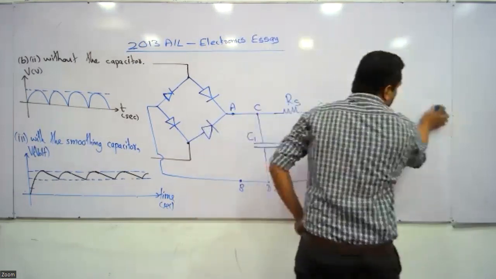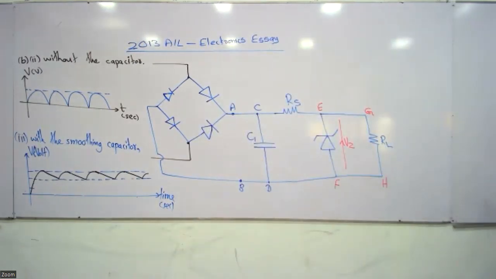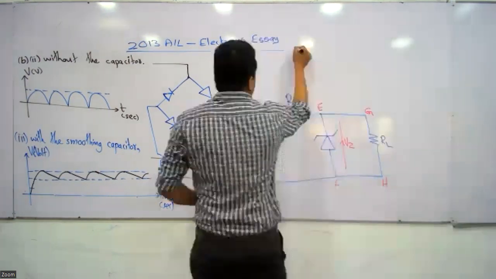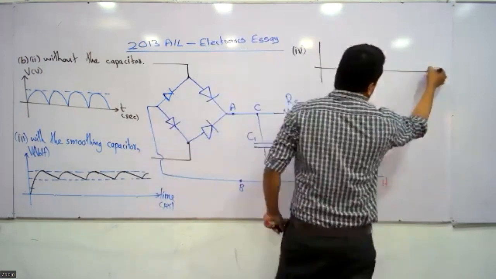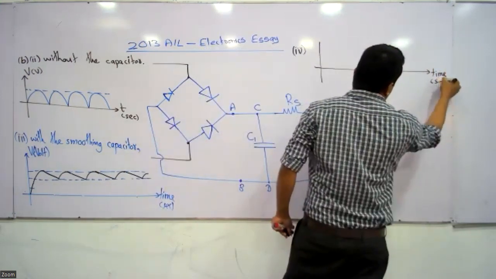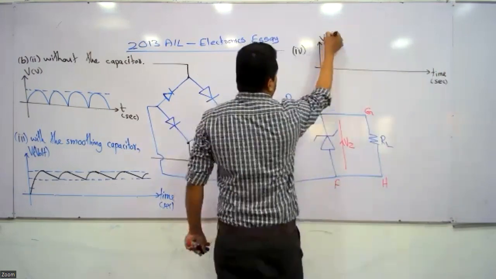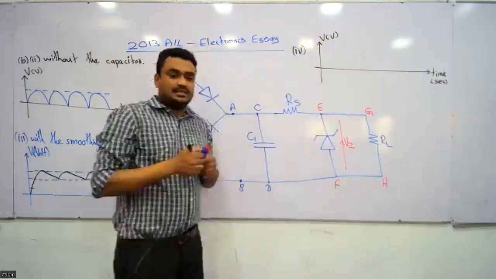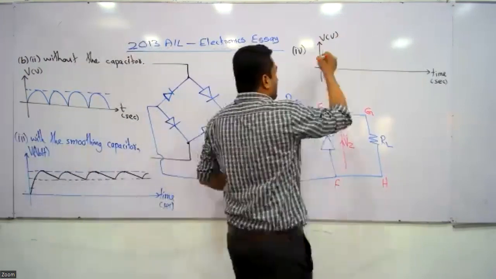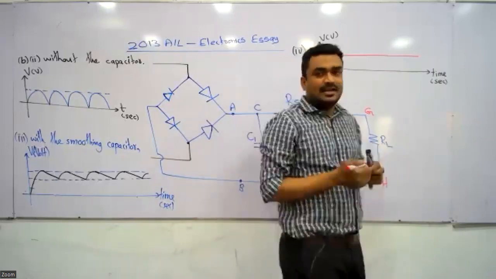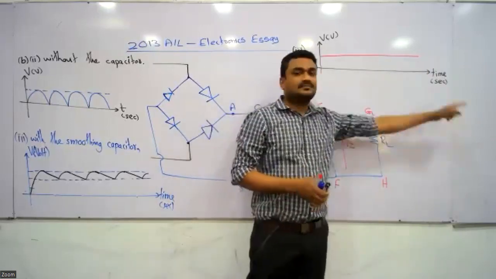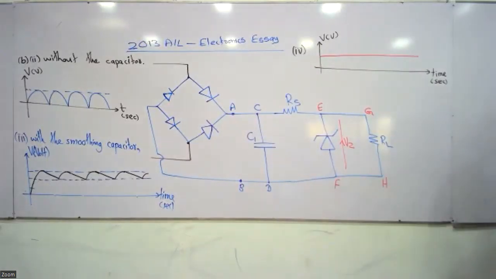Now, have they given the zener diode voltage? After the zener diode is connected, this is the time measured in seconds. This is the output voltage. Unit is volt. After the zener diode is connected, we will obtain a constant straight line voltage. It is horizontal. Constant output voltage can be obtained after the zener diode is connected. Right?